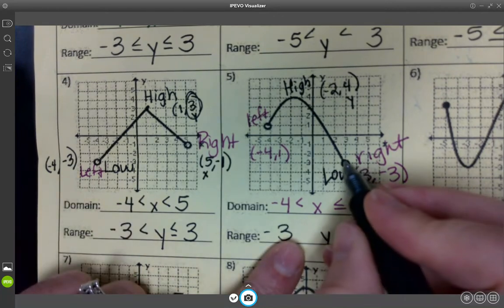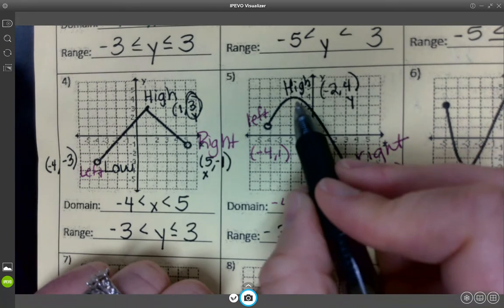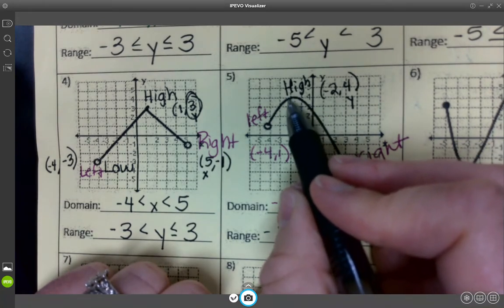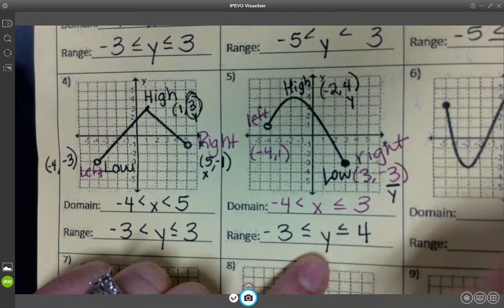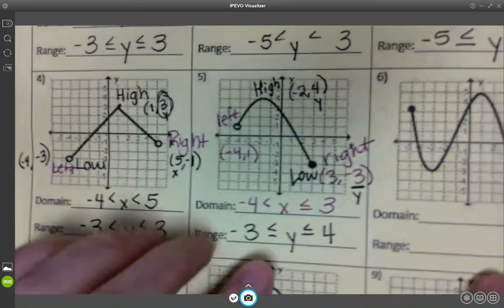So on this one, it's a closed circle, so we do the less than equal to. On 4, it touches that point. It doesn't have an open circle, so we know for sure that it's a less than equal to. We would know if it was an open circle or not. So it automatically means closed.